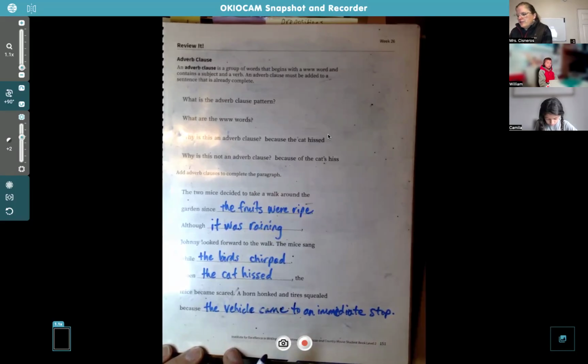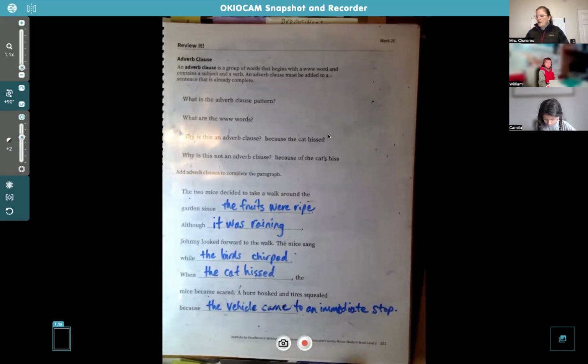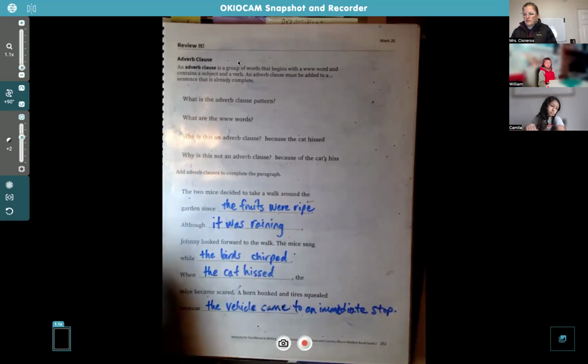So it says now the two mice decided to take a walk around the garden since the fruits were ripe. Although it was raining, Johnny looked forward to the walk. The mice sang while the birds chirped. When the cat hissed, the mice became scared. A horn honked and tires squealed because the vehicle came to an immediate stop. Very good. See how that just adds a lot to our writing. That's why we use these in our dress ups. It really adds a lot of detail and it makes the story more interesting to read. So, good reason to use these.